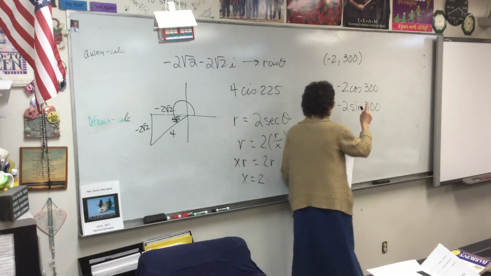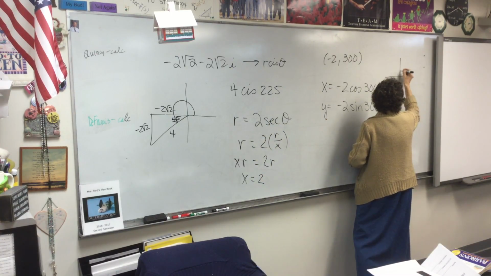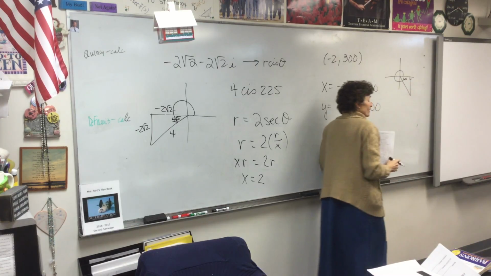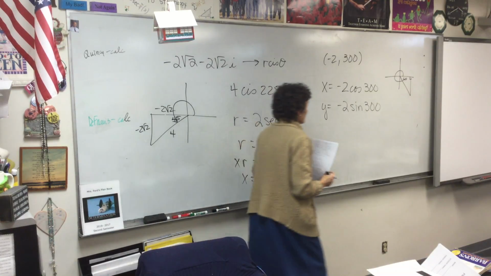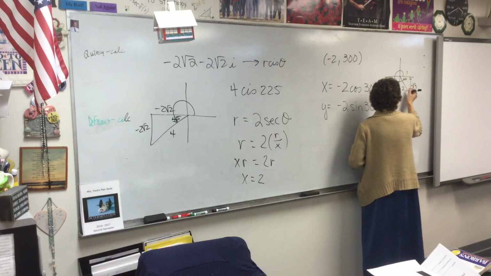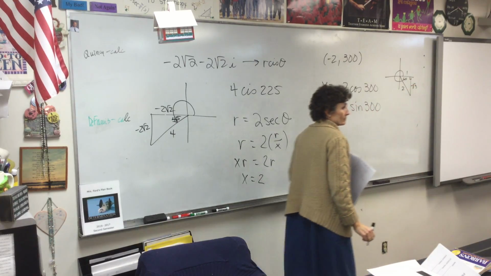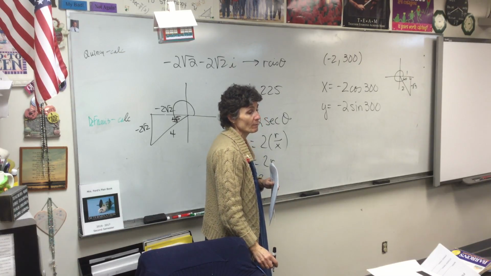But I'm not using a calculator because 300 is special. 30, 60, 90. It has a 60-degree reference angle, which means this is a negative root 3, this is a 1, and this is a 2. Oh, this, I have to remember that. Yes! You have to remember that.